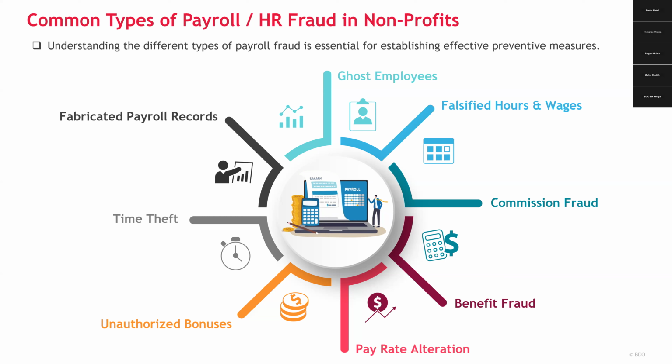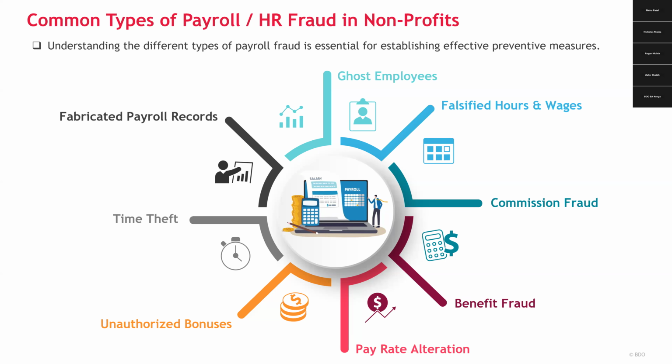The third type of fraud is commission fraud. This happens particularly where employees earn commissions, and it may involve inflating sales records or even fabricating transactions to meet targets or boost earnings illegitimately. For instance, in a fundraising role, a fraudster can fake donations to increase their commission, potentially altering donor records or even creating fictitious donor accounts.